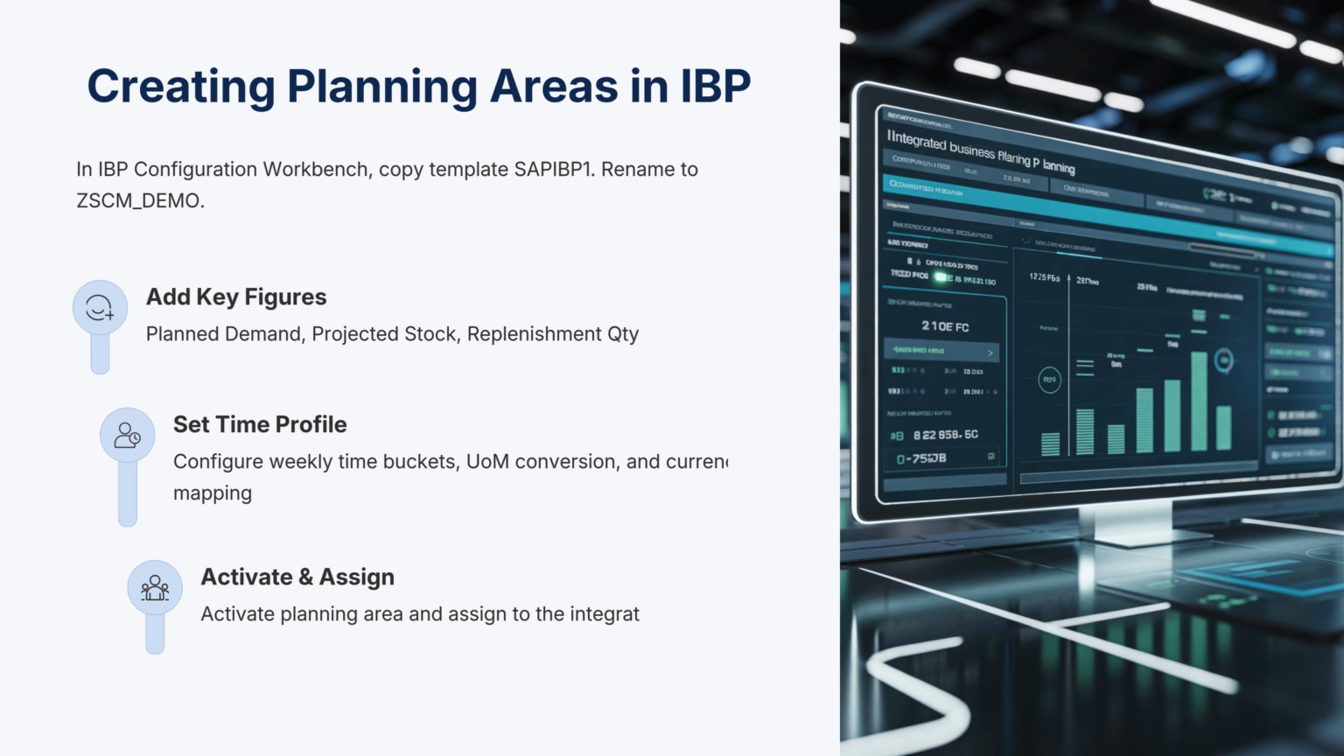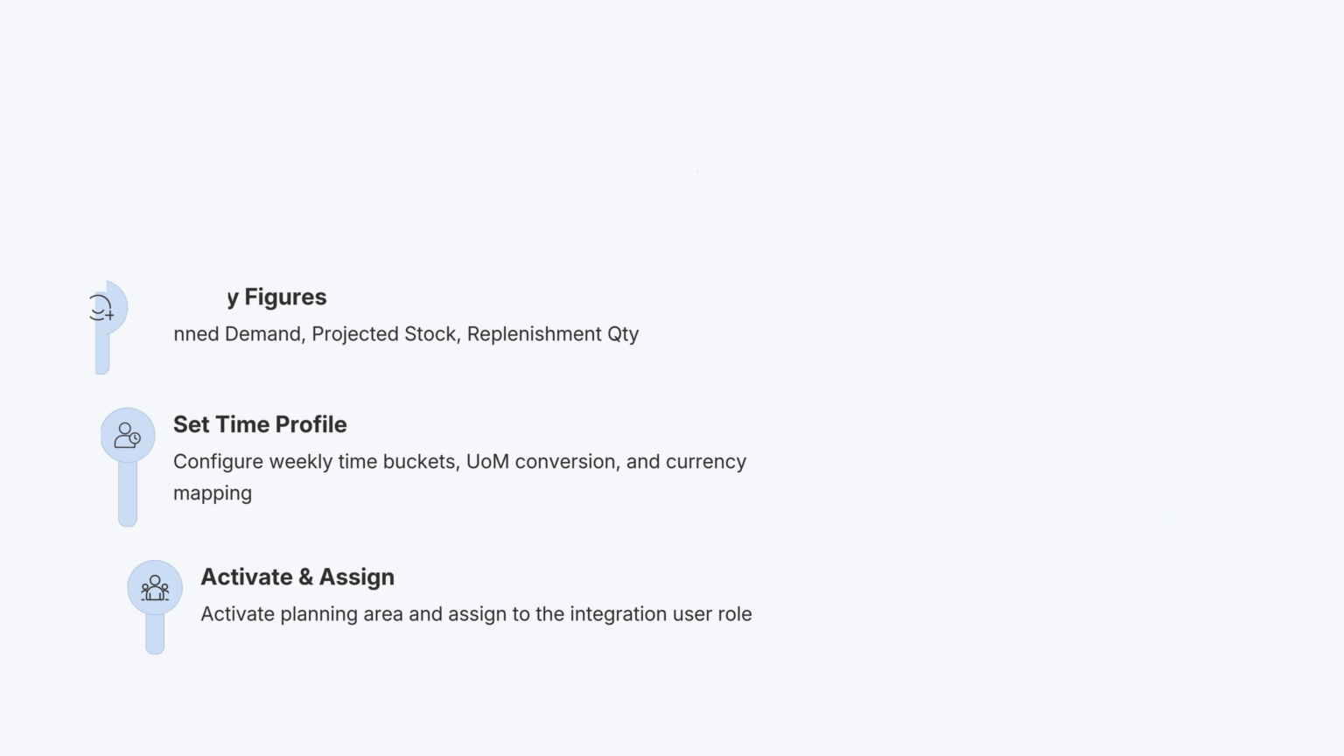Creating planning areas in IBP. Now in IBP, go to Configuration Workbench and copy the standard planning area SAP-P1. Rename it, for instance, SCM Demo. Add or adjust key figures such as planned demand, projected stock, and replenishment quantity. Set your time profile to weekly, activate UOM and currency mappings, then assign user roles before activation.